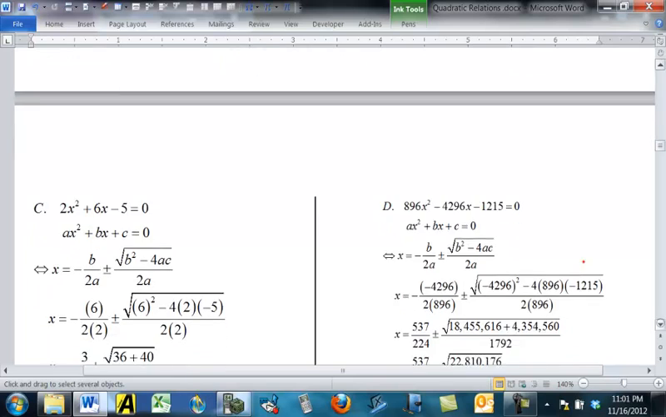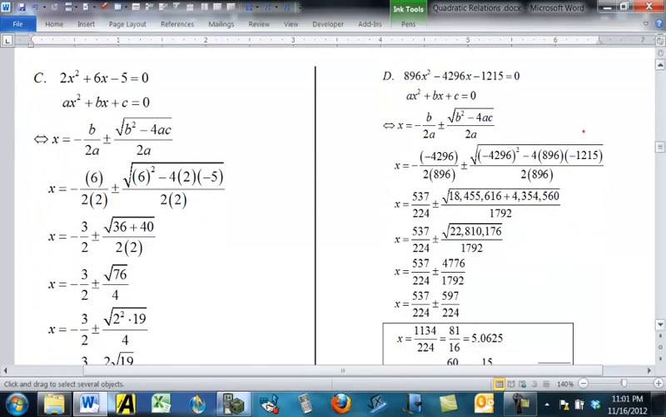Alright, here we go. Got it out of the way now. 2x squared plus 6x minus 5 equals 0. Plug in. So minus b over 2a: minus 6 over 2 times 2. The 2's cancel here, leaving a negative 3 halves. So there's your h.